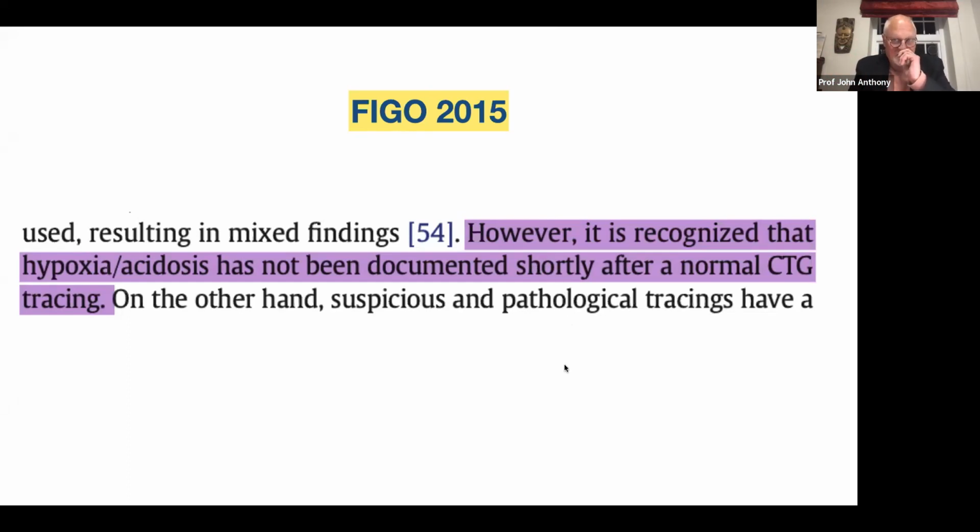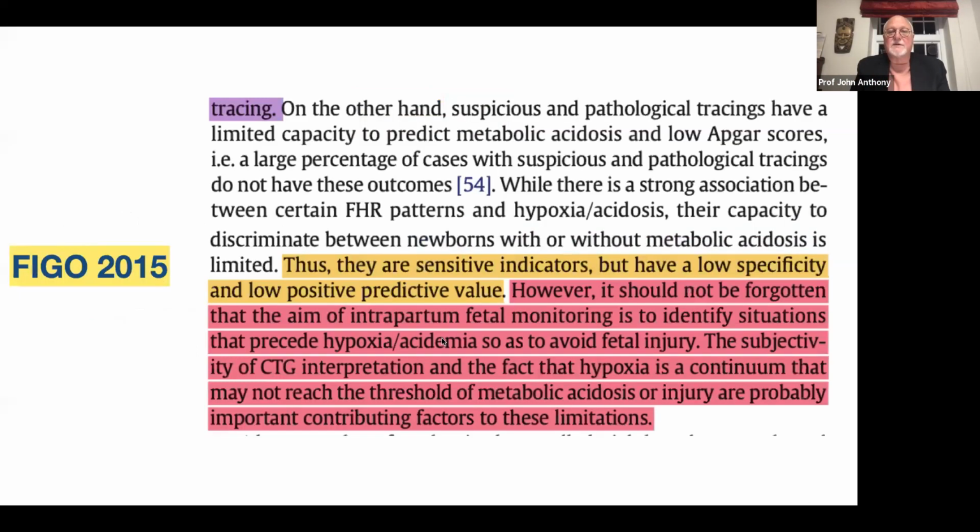And this is an opinion which has been written into one of the most important recent contributions to the subject of fetal monitoring by the International Federation of Obstetricians and Gynecologists, who in 2015 produced a consensus statement about intrapartum monitoring that has been published. And this is verbatim what comes from that particular document.